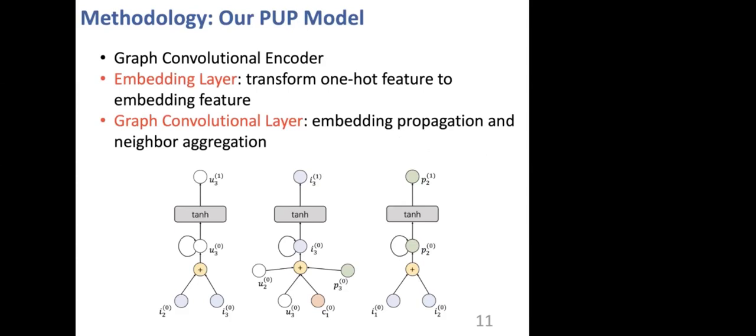The second part is the graph convolutional encoder. We first use an embedding layer to transform the one-hot ID feature to an embedding feature. Then we use a graph convolutional layer to perform embedding propagation and neighbor aggregation. By the graph convolutional encoder, we obtain representations for users, items, prices, and categories. And challenge 1 is addressed because the price awareness could propagate from price nodes and category nodes to user nodes through item nodes.